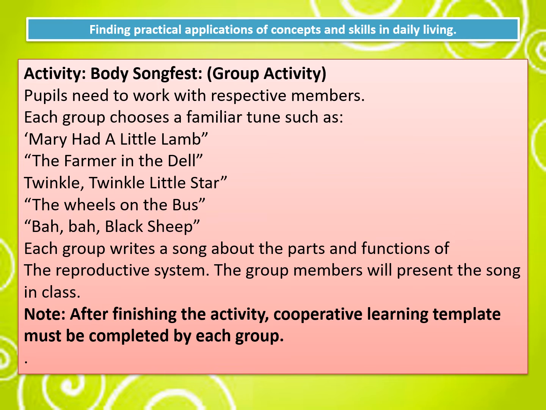Group activity. Pupils need to work with their respective members. Each group chooses a familiar tune such as Mary Had a Little Lamb, The Farmer in the Dell, Twinkle Twinkle Little Star, The Wheels on the Bus, or Baa Baa Black Sheep. Each group writes a song about the parts and functions of the reproductive system. The group members will present the song in class. After finishing the activity, the cooperative learning template must be completed by each group.